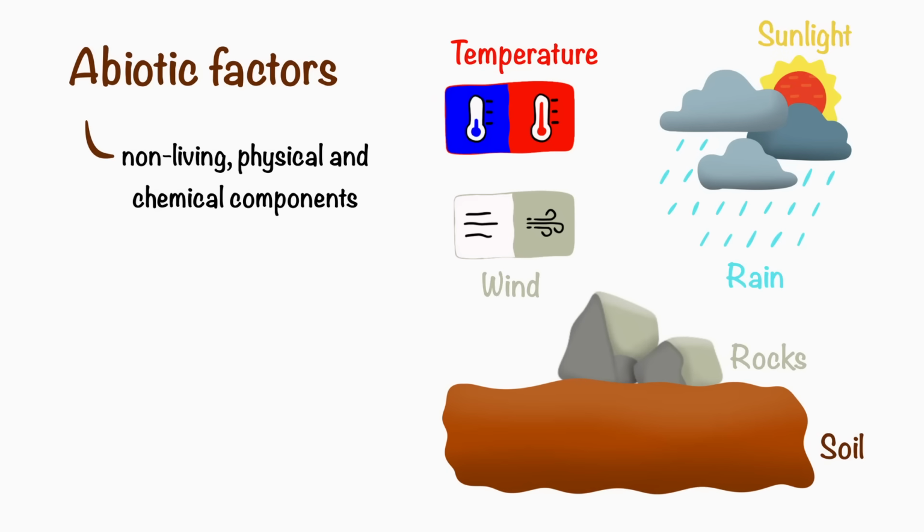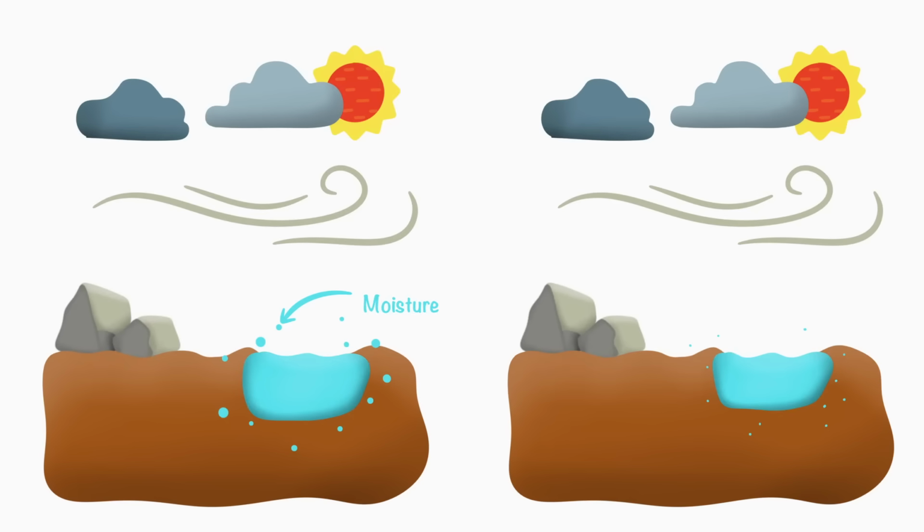Abiotic factors are the non living, physical, and chemical components of an ecosystem that determine which organisms can exist in particular environments. Key abiotic factors include moisture levels in soil and air, which influence water availability for all organisms.